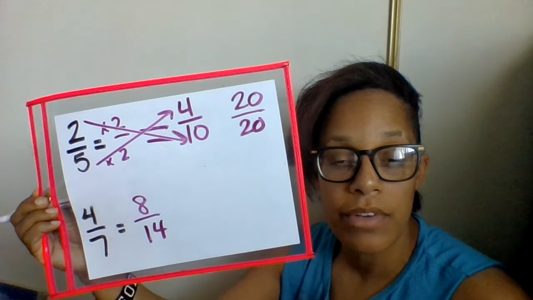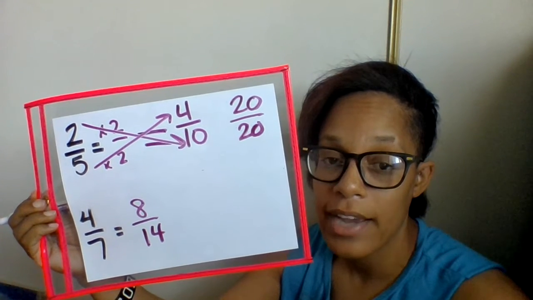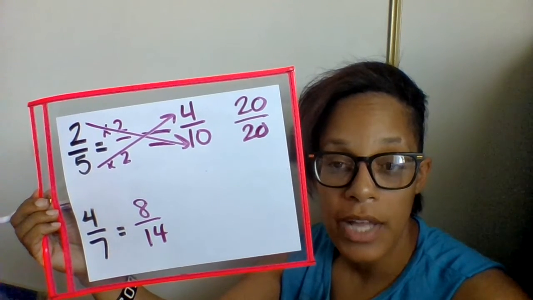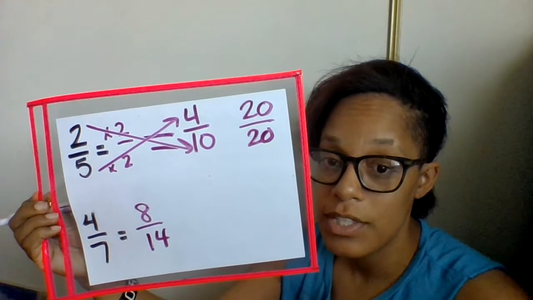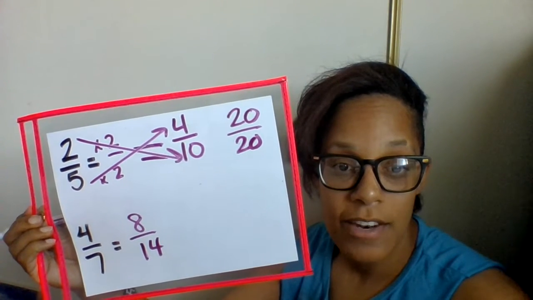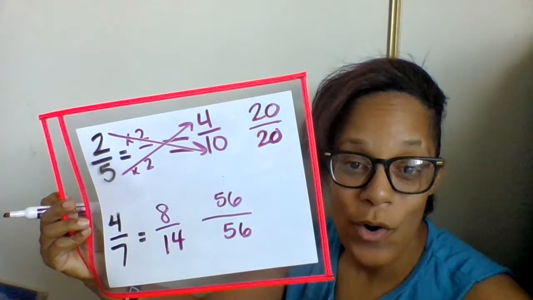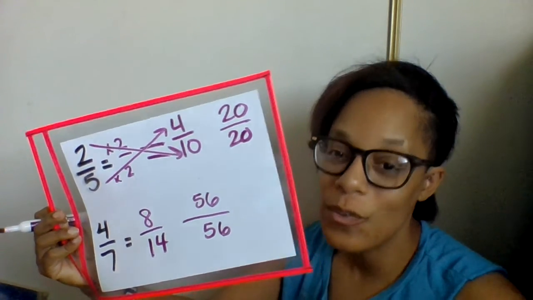Now let's check our equivalent fraction to make sure that we have it correct. By checking, we're going to cross multiply. So I'm going to multiply 4 times 14 and 8 times 7. Go ahead and do that real fast and let me know what you get. Did you get 56 over 56? Great job, my friends.